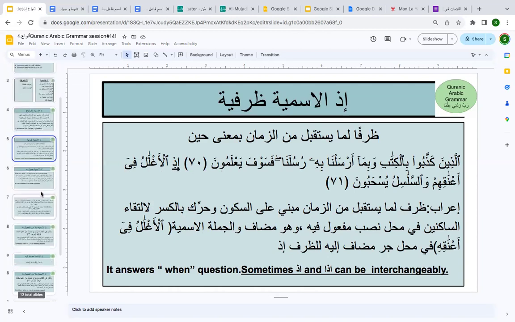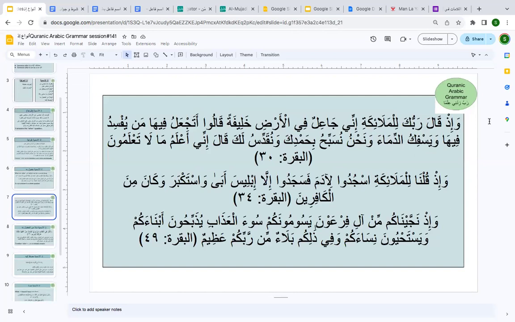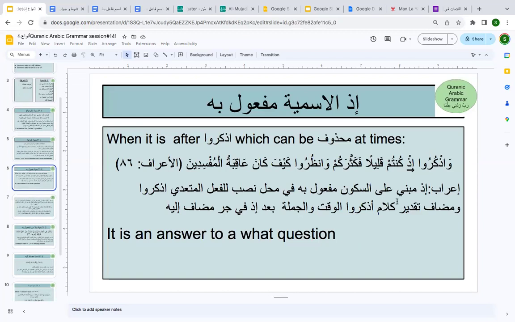Now here, uzkuru, for example, the first one, sometimes it's going to be mentioned right there: uzkuru idh kuntum qalilan. Remember what? When you were few in number, and He increased you all. Because that time when they were few in number has passed, right? They are not in the time when they were few in number. Allah is asking them to remember that incident. Is this making any sense?